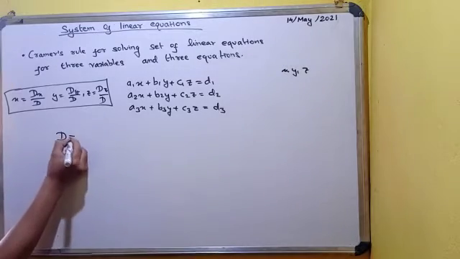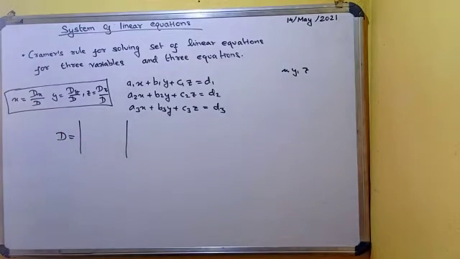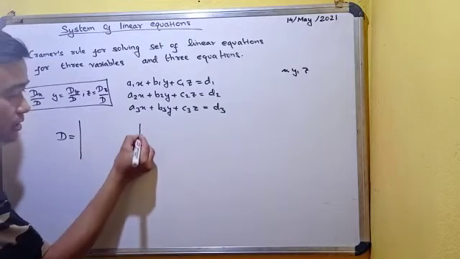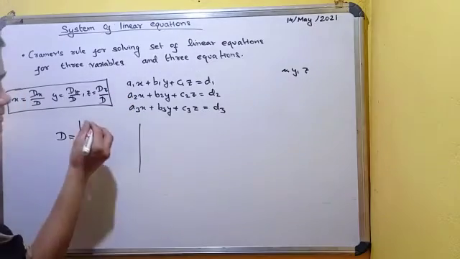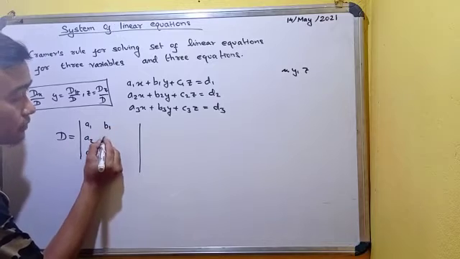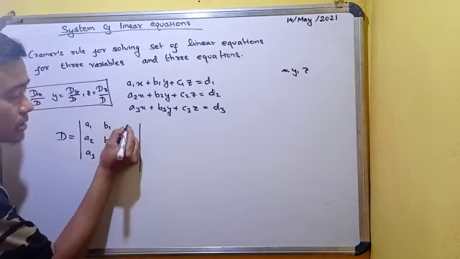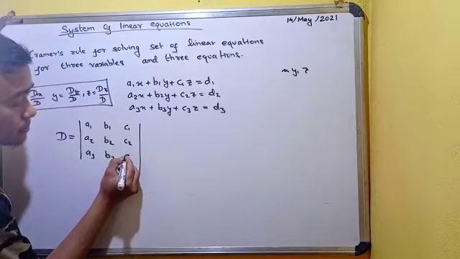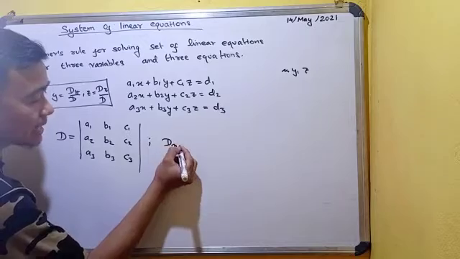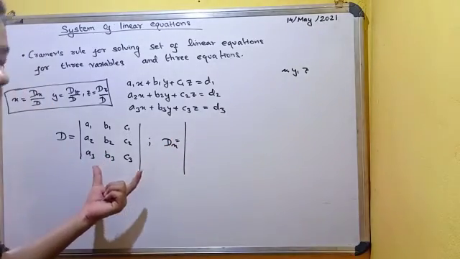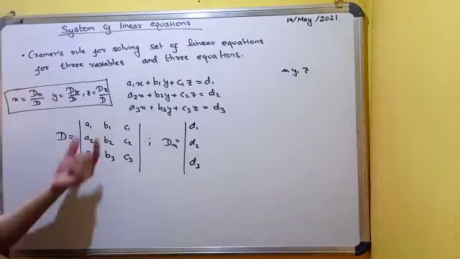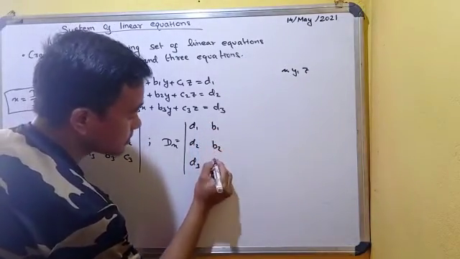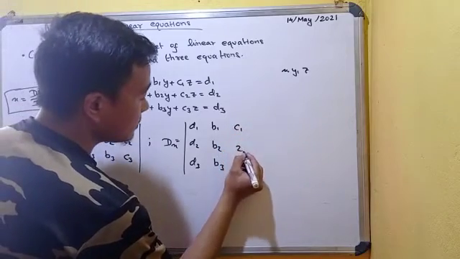So here determinant D is again a determinant of coefficients of x, y, and z. This determinant is a determinant of which order? Order 3, in which our first column is formed by the coefficient of x, the second column is formed by the coefficient of y, and the third column is formed by the coefficient of z. Now similarly, Dx is a determinant in which the first column is the constant terms d1, d2, d3, the second column is the coefficient of y, and the third column is the coefficient of z.